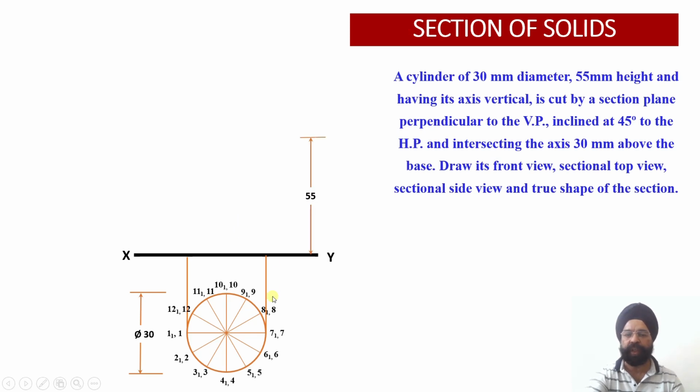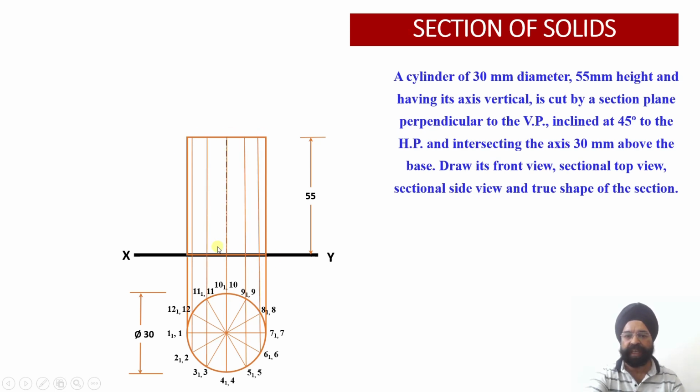So we are going to draw the projectors through all these points of the base, and we'll get the points of projection onto the vertical plane, onto the XY reference line. But before that, let us work out the axis height. So once we work out the axis height, the front view of the cylinder can be worked out, and you can see this is my axis, which has been worked out to be 55 millimeter.